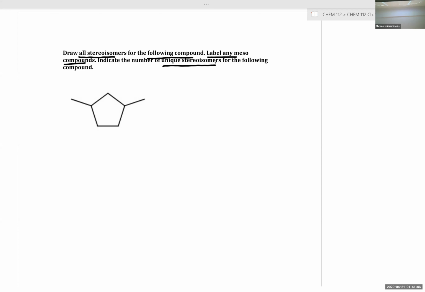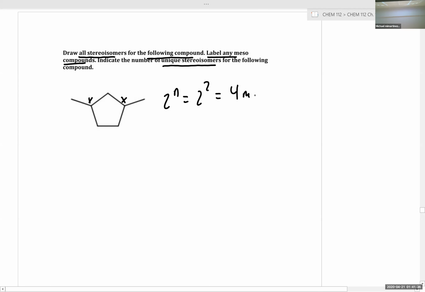Anyone have any other proposals for the number of unique stereoisomers? So let's talk about this. So first and foremost, we have 2 chiral centers. So following our 2 to the n rule, 2 to the second would give us a maximum of 4 stereoisomers.